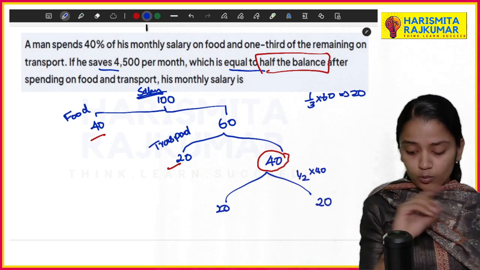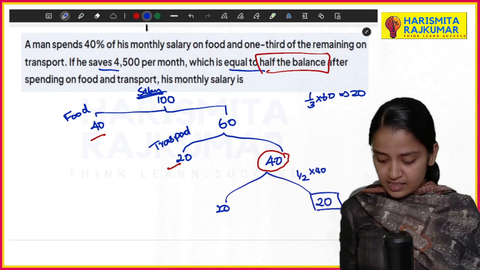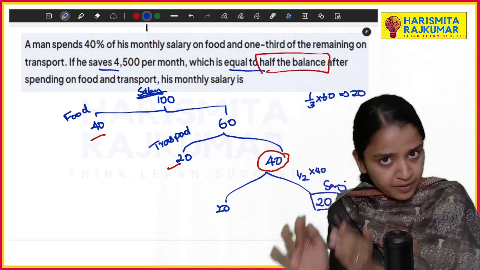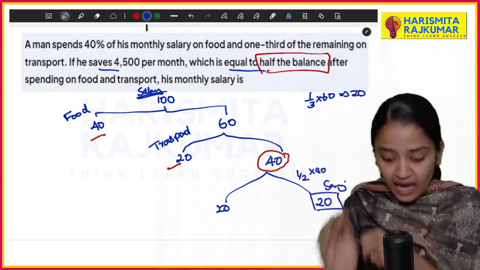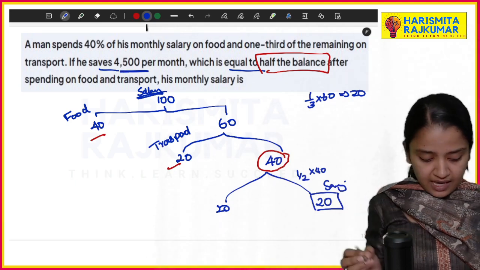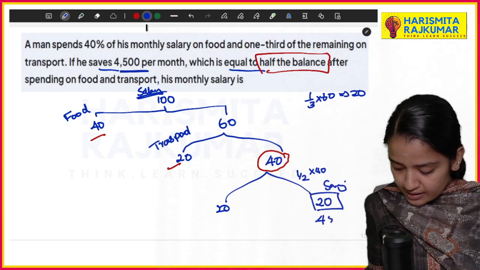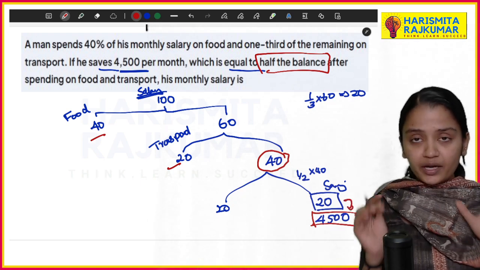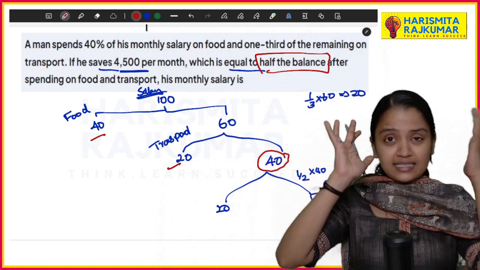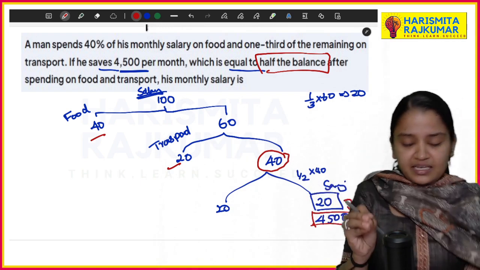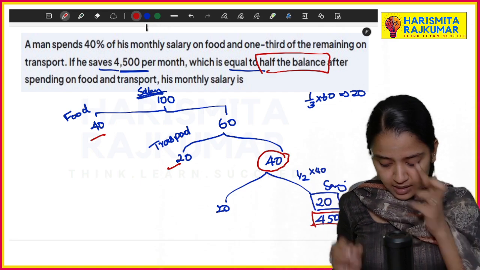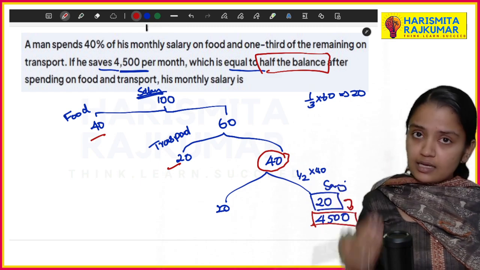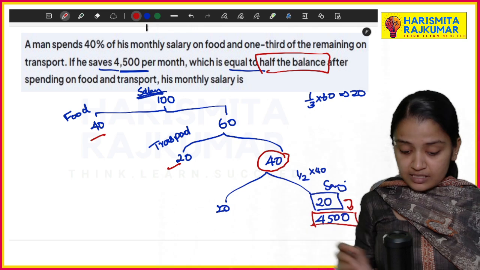The remaining half is what? This half is his savings. After spending on food and transport, he has some remaining. Half of that remaining amount is his savings. So this 20 is his savings. Rupees 4,500 is his 20. We assumed the salary as 100, so that 20 is our savings in our 100.